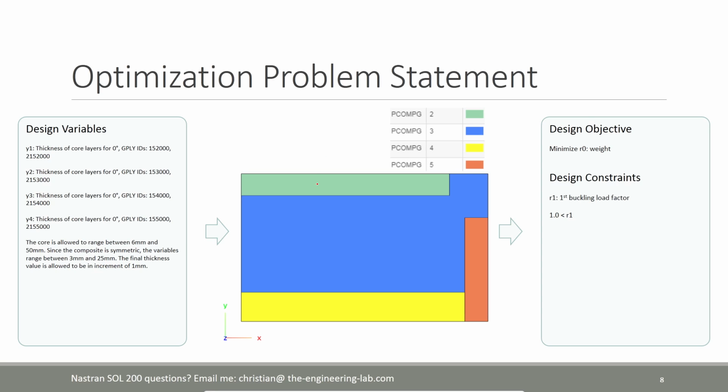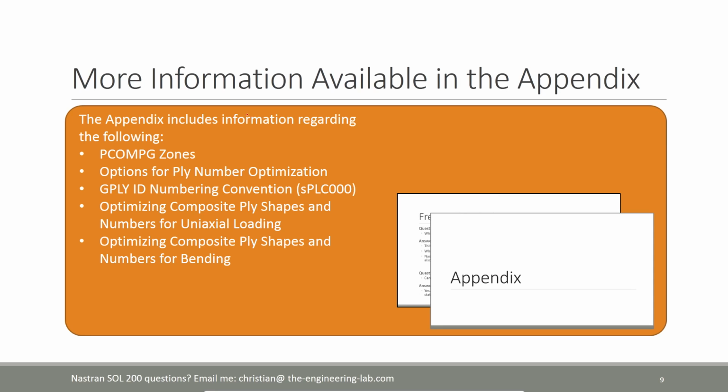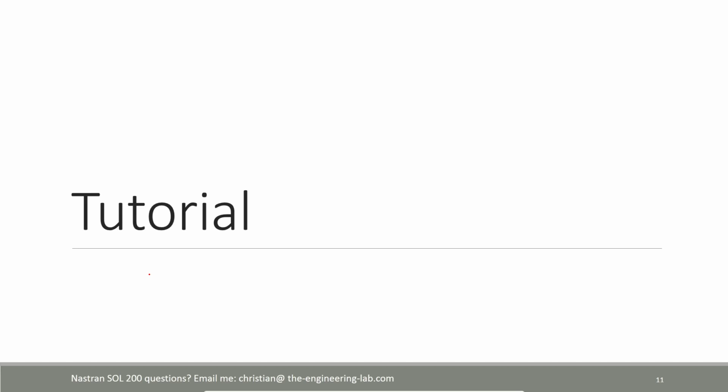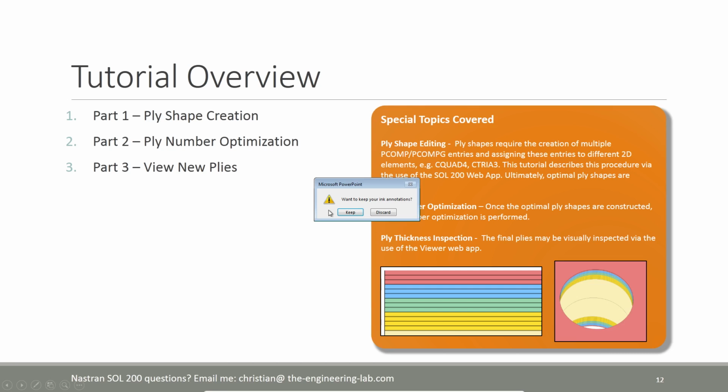So we're going to create a separate core for PCOM G2, PCOM G3, PCOM G4, and PCOM G5. For each of these different cores, we're going to specify a ply thickness variable that you see here on the left side of the screen. We're going to minimize the weight while making sure the buckling load factor is always greater than 1. The appendix is going to go into greater detail regarding this workshop. I recommend that you refer to that appendix for more information.